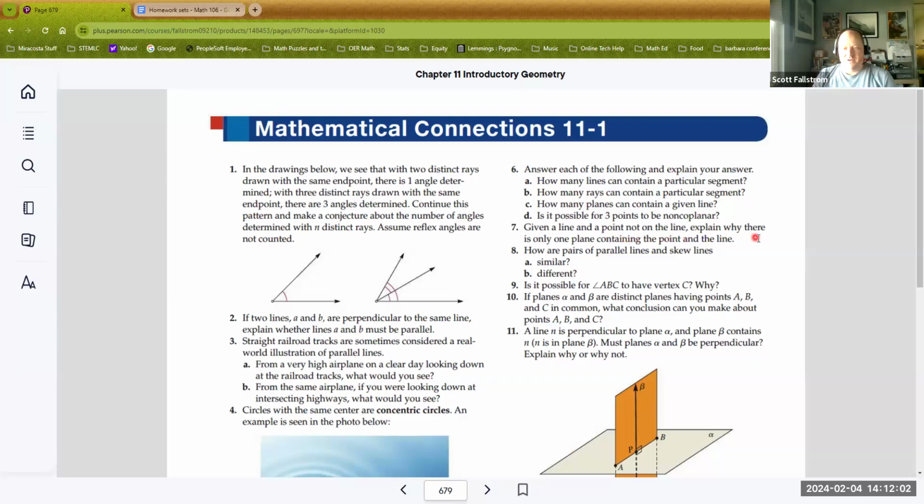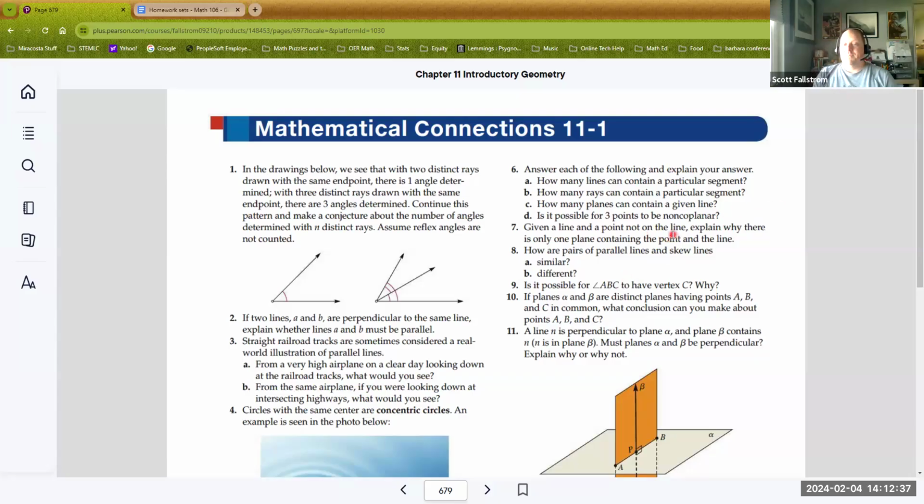Given a line and point not on the line, explain why there is only one plane containing the point and the line. This is not a bad way to think of it: if you put the line as like the spine of a book, and then you say, I'm just going to tip the book along the spine until I touch the other point. How many ways can I do that? Is there a different way to do it? I think you'll be able to convince yourself that as long as that line is in one direction, maybe there is no other way to do it.